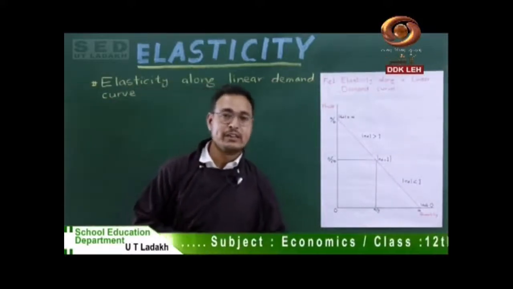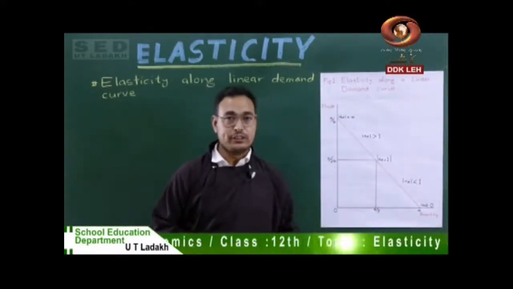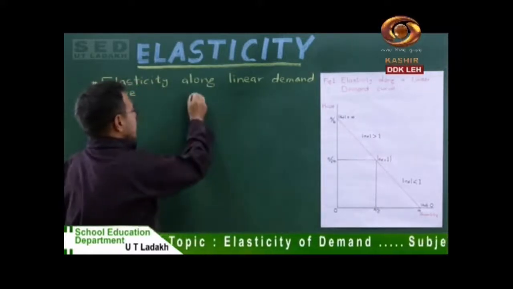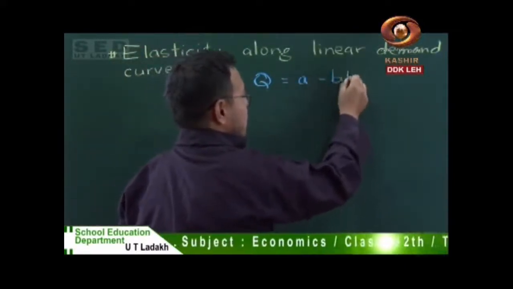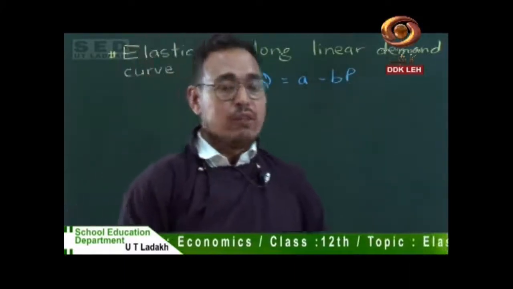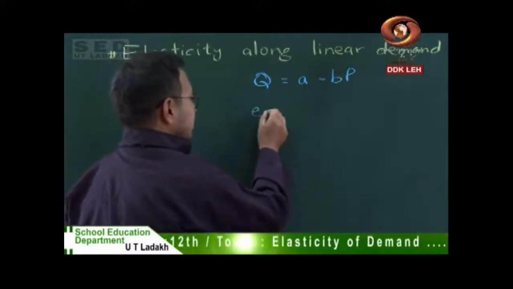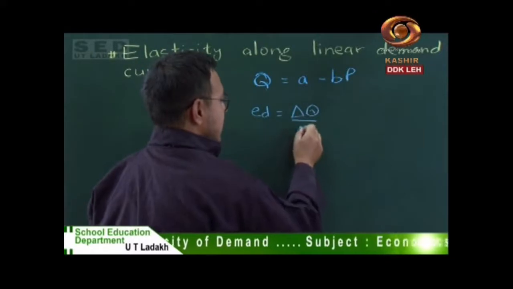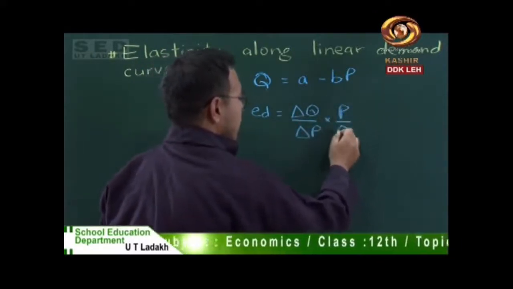Now what is your linear demand curve? This one is your linear demand curve, which has a constant slope. If I write the equation for the linear demand curve, then Q, which is your quantity, is A minus BP. Now here we want to see what the elasticity is. So we know that elasticity of demand is delta Q divided by delta P into P divided by Q.